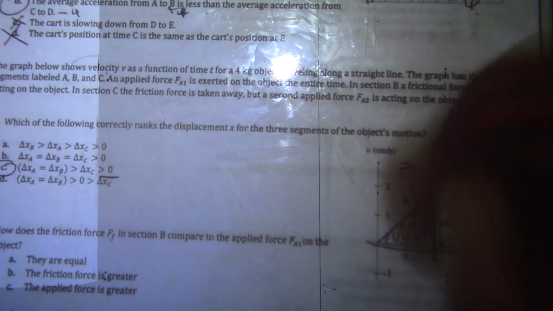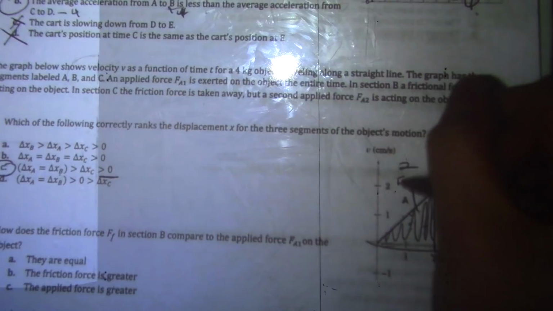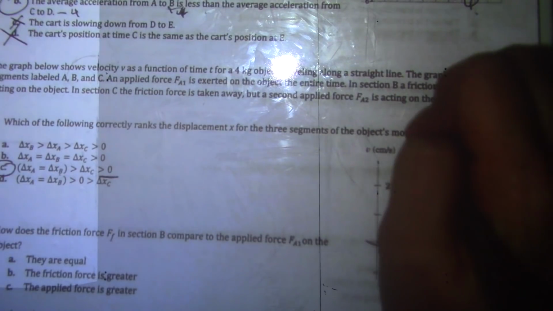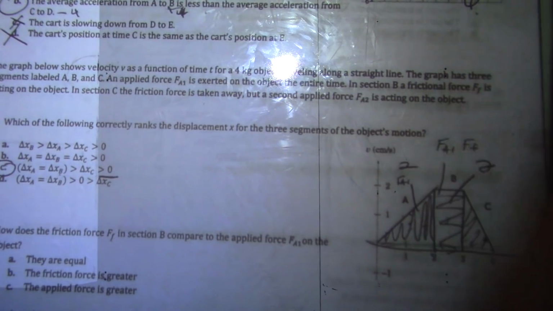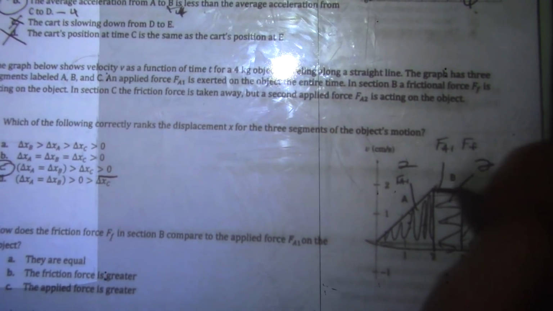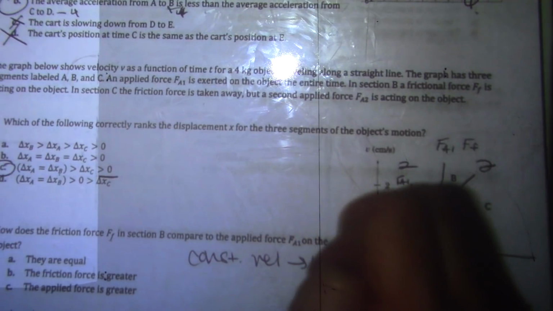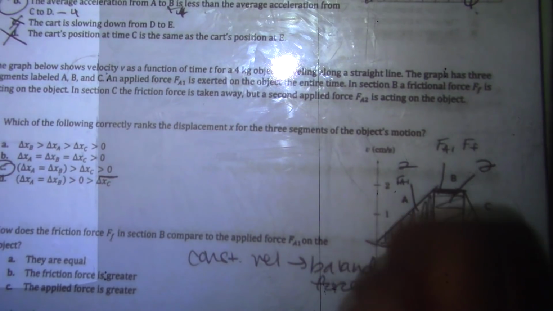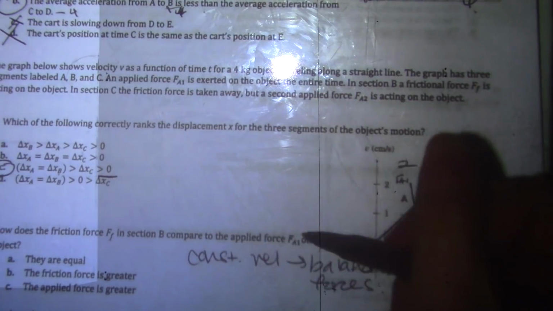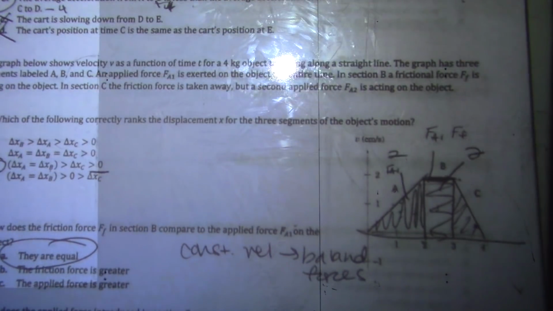For section B, force A compared to friction force. We know that this had a force of FA1, and B had both FA1, because it was the entire time, and friction force. So if we're looking at this and we're saying, okay, B is at a constant velocity. Constant velocity means balanced forces. So if your forces are balanced here, that means the applied force must be equal to the friction force. Because otherwise, if FA1 was bigger, it would continue speeding up. If friction was greater, it would slow down. Not what happens. It's constant velocity, so it's balanced.